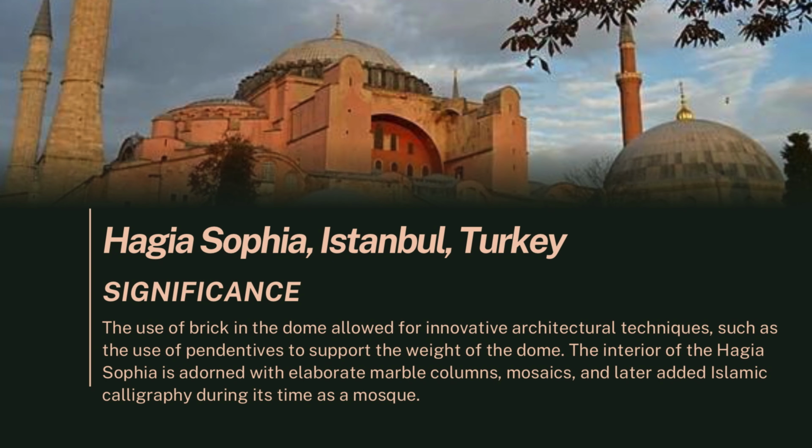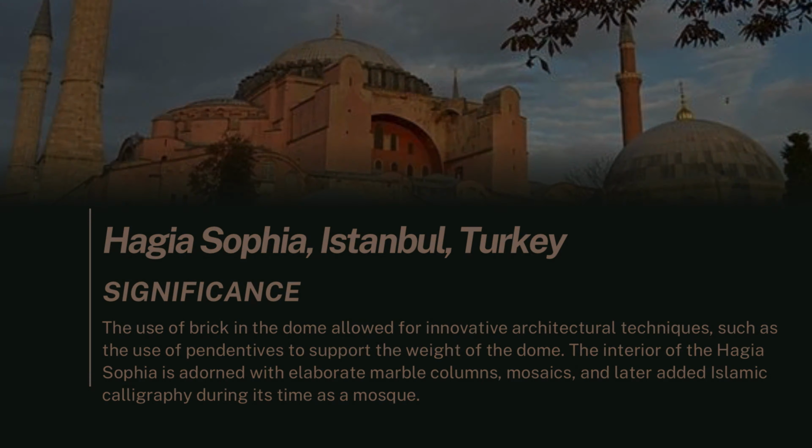Significance: the use of brick in the dome allowed for innovative architectural techniques, such as the use of pendentives to support the weight of the dome. The interior of the Hagia Sophia is adorned with the elaborate marble columns, mosaics, and later added Islamic calligraphy during its time as a mosque.